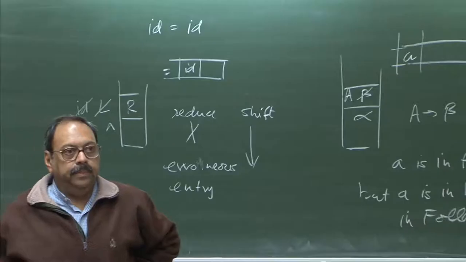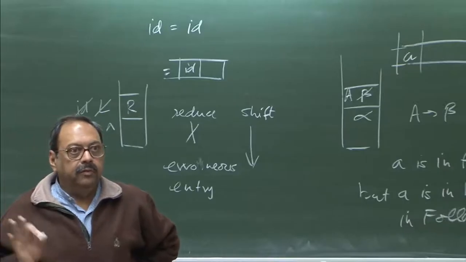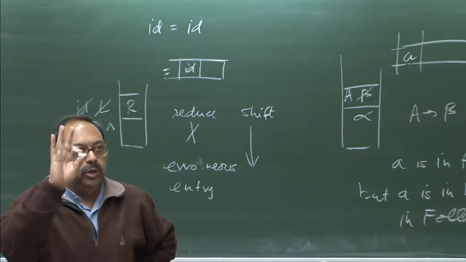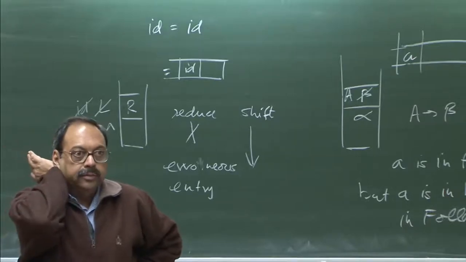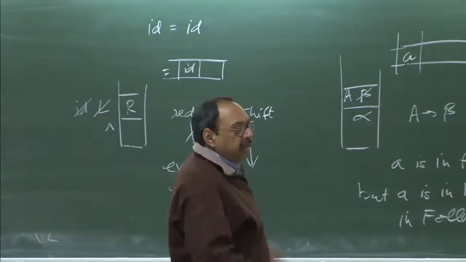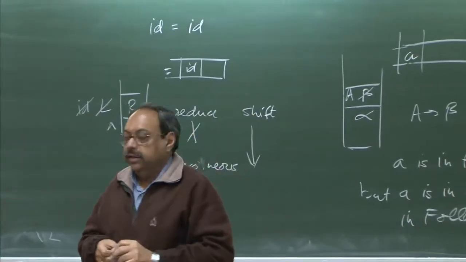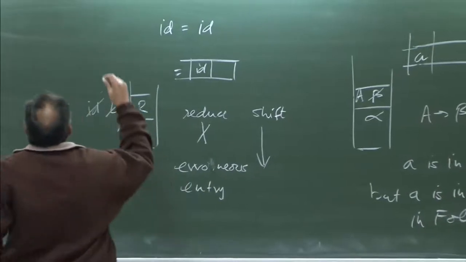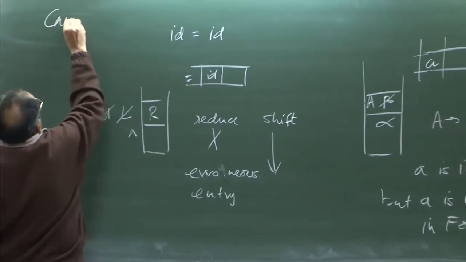Yes, everyone is comfortable with this? Is it conceptually clear what is going on? Okay. So let's take again an example and try to construct now a new parser for this. And this new parser I'm going to call the canonical LR parser.